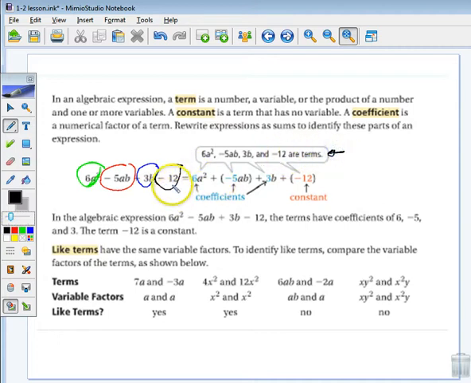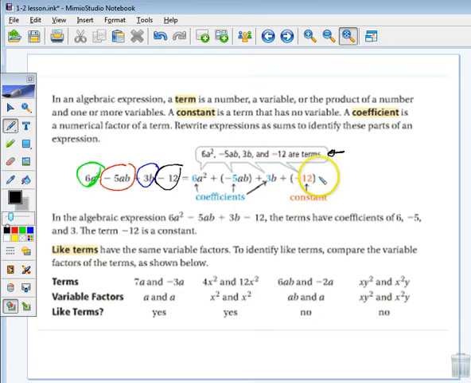So you need to understand that this minus sign belongs to whatever number or whatever term is behind it. Most of the time the kids will be like, is this an addition, is it a subtraction, or a negative sign? It's both. As you can see, we can rewrite them as 6a squared plus negative 5ab. We can rewrite them with addition, plus 3b, 3b here is positive, plus negative 12.